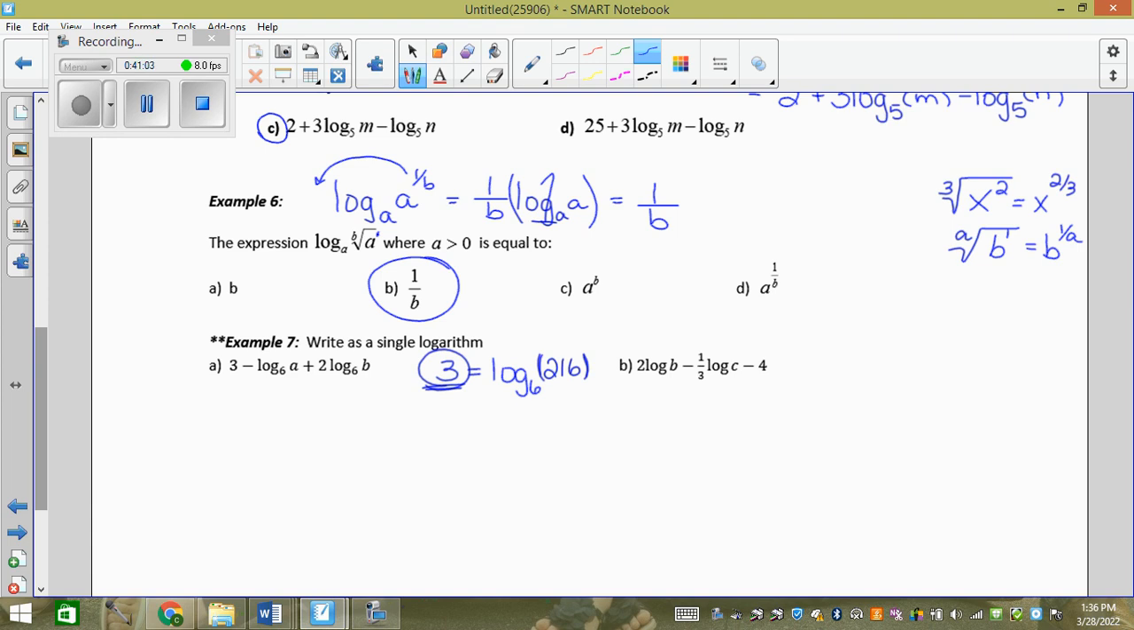So now instead of a 3, I'm going to replace it with log base 6 of 216. Because log base 6 of 216 is 3. So I take the 3, I toss it out, and I replace it with the base 6. Then I get minus log base 6 of a. And then this 2 comes up, and I get plus log base 6 of b squared.